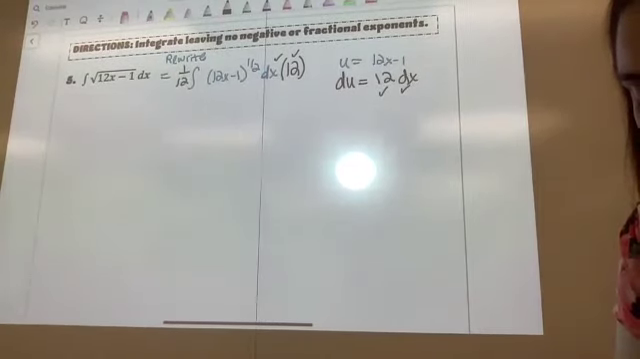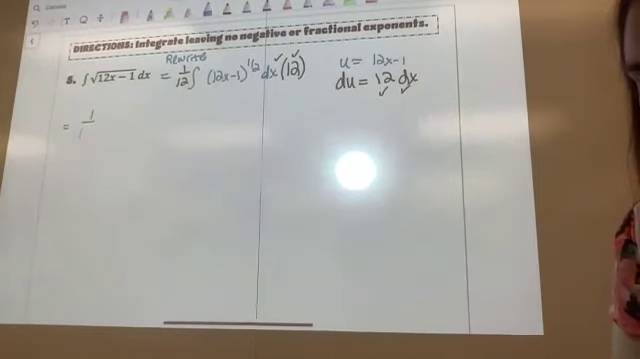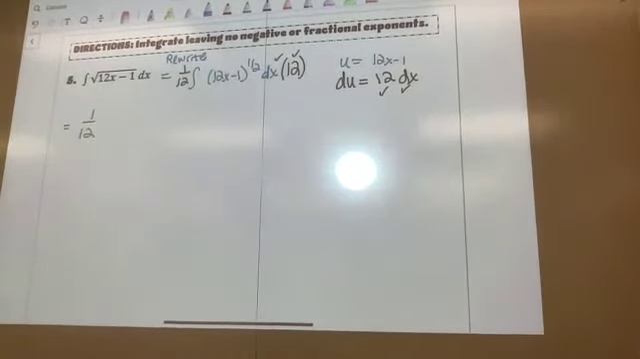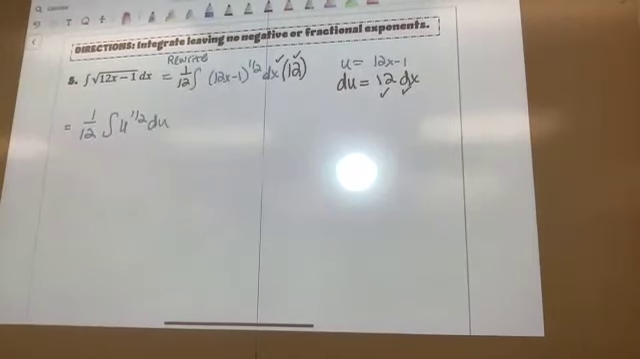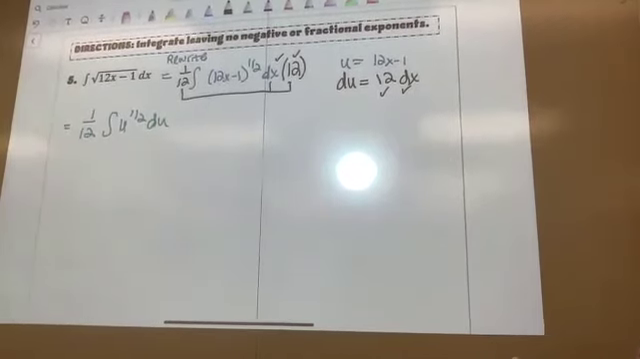Okay? So then you get 1/12. I'm good to do my integration. 1/12 integral of u to the 1/2 du. Right? All of this is du, and this is u.